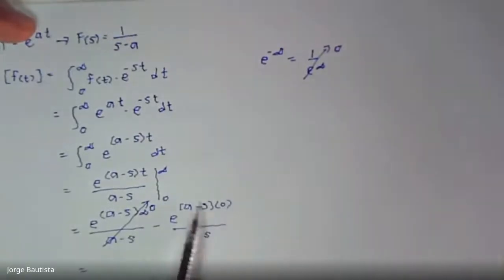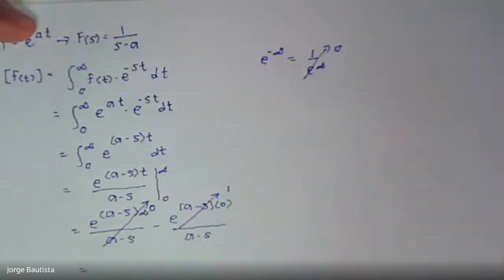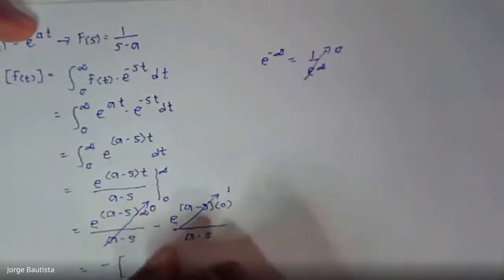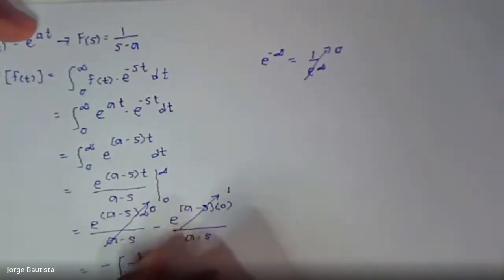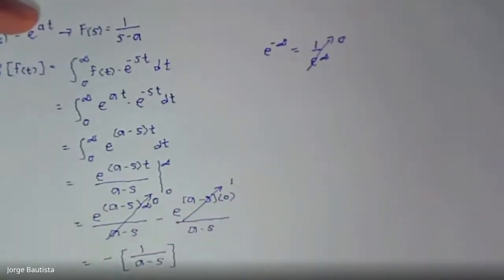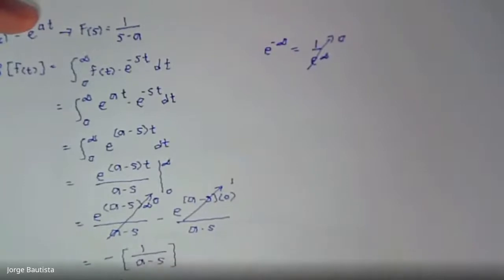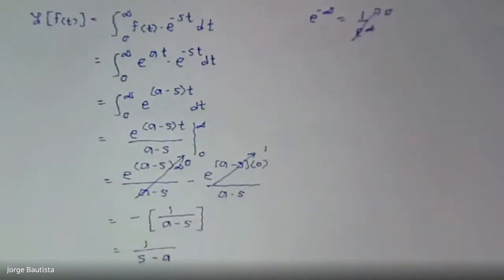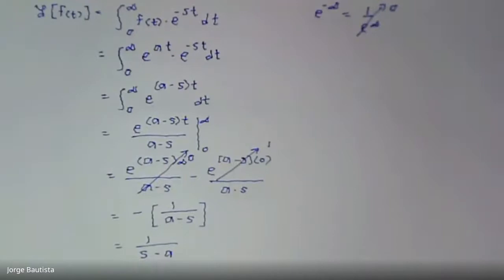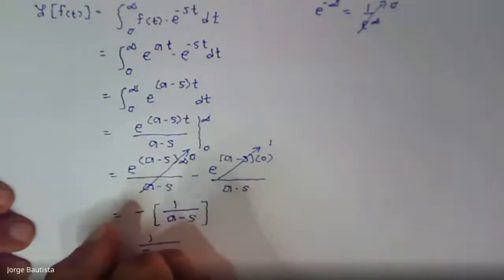Okay? So this is what is left. So a minus s multiplied by 0 is equal to 1. So this one on top is equal to 1. Okay? So you have negative, you have 1 over a minus s. Therefore, since there is a negative there, it becomes 1 over s minus a. Okay? So it becomes s minus a. And this one is already your Laplace.